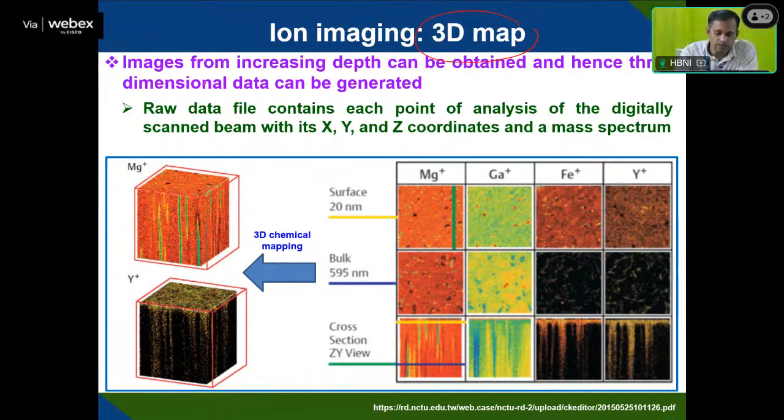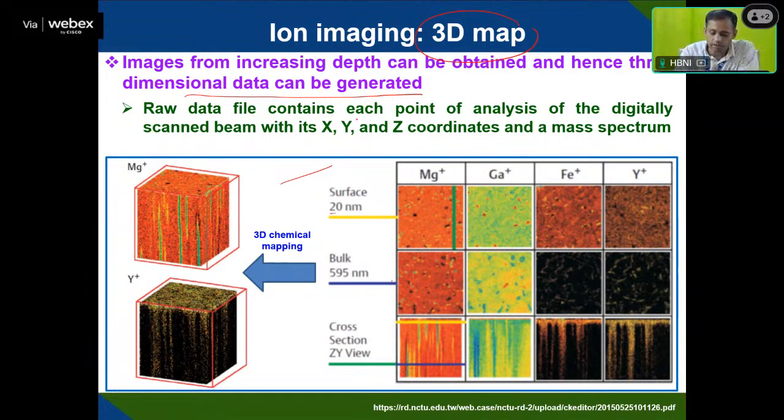This ion imaging technique can also be used to generate a 3D mapping structure. You can see images at different depths. You take this sample substrate, with magnesium, gallium, iron, yttrium, and see how they are distributed on the surface, in bulk or in cross section. Once you have this 2D image, you take a cubical portion of the sample surface, from the top surface, from the inside, and from the lateral side cross section, and you take images at increasing depth, and hence three-dimensional data can be generated.